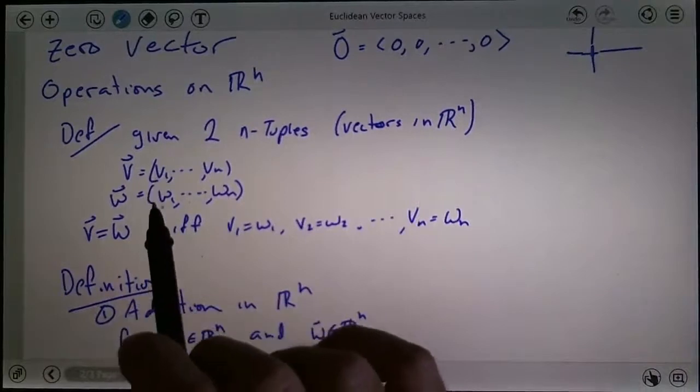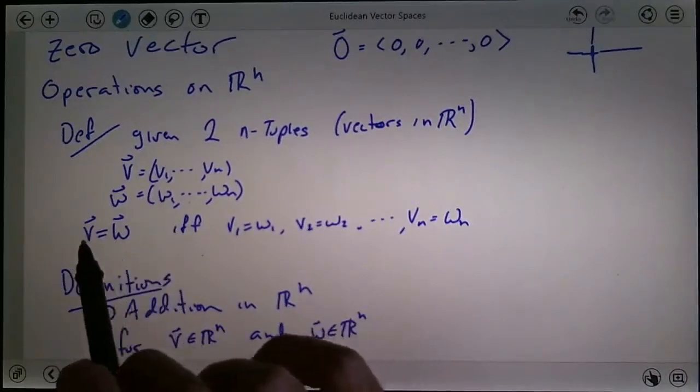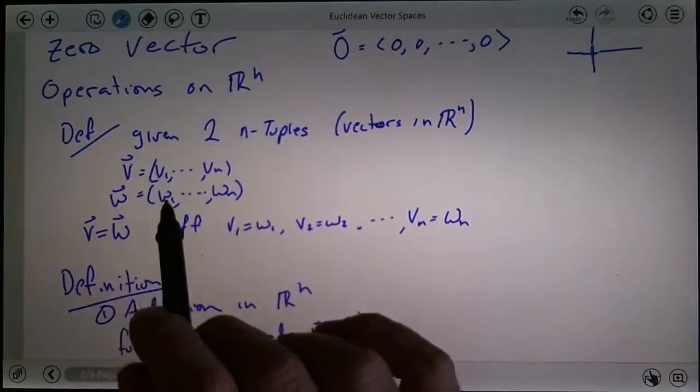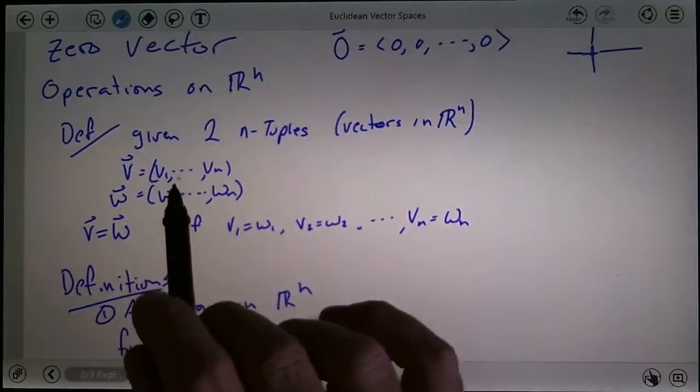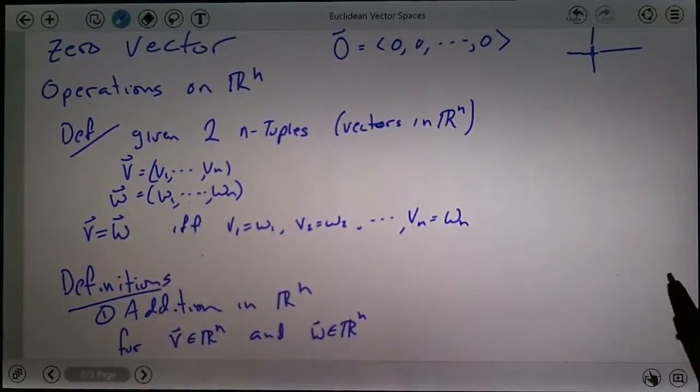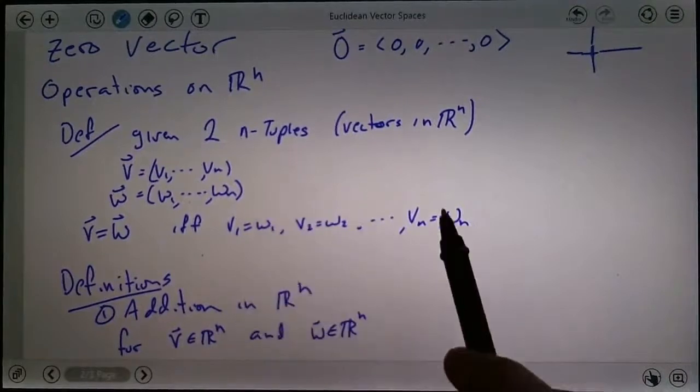When do I know when they're equal? Well, it's just like with matrices. I'm going to say that these two vectors are equal if the corresponding entries are equal. All the corresponding entries are equal. So v1 is equal to w1, v2 is equal to w2, and so on, all the way down to vn equals wn. That's when I know that the two n-tuples are equal, or the two vectors are equal.